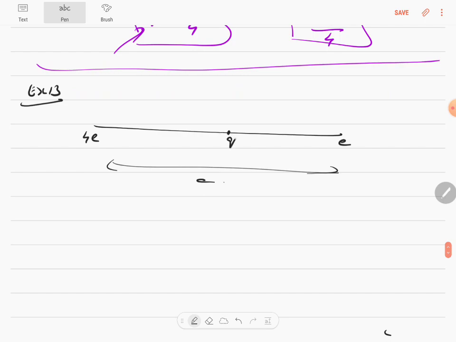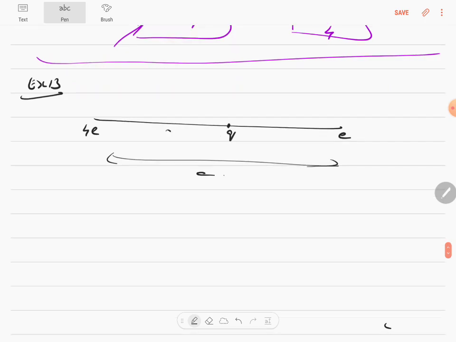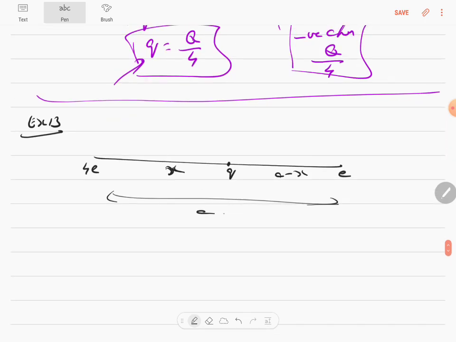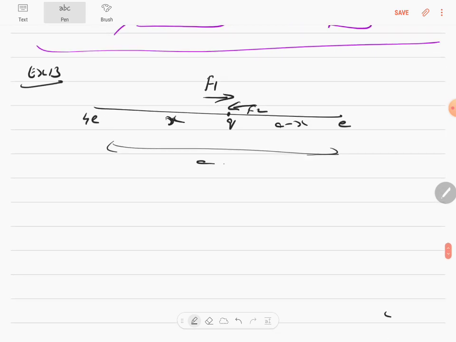Supposing you're placing a charge q at a distance of x, and this will be a minus x in this sum, because a is the distance. If it's a positive charge, the 4e is going to be repelling it towards the right. This is the force due to 4e, let's call it F1. And the small e is going to be repelling it on the left side, and this is F2. The net force has to cancel out so that the net force on charge q will be 0 and it will be in equilibrium.